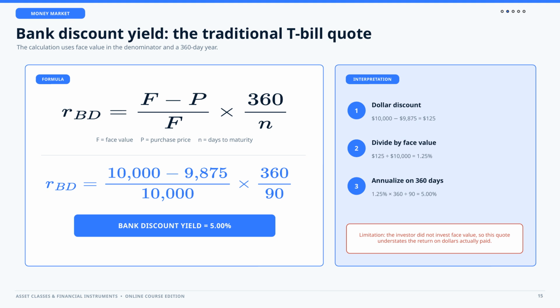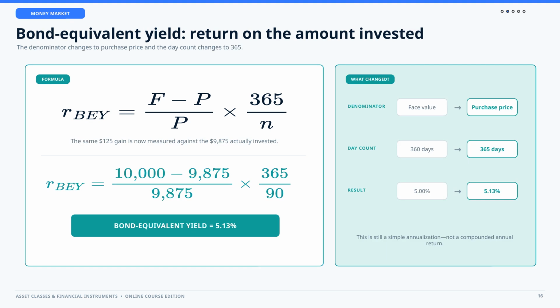The convention is useful because it is standardized, but it is not the investor's return on the dollars actually paid. That is why we need a second measure. The bond equivalent yield corrects two features of the bank discount quote. It divides the gain by the amount actually invested, not by face value, and it uses a 365-day year.